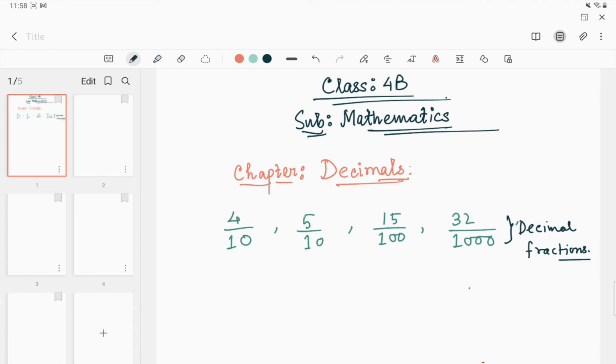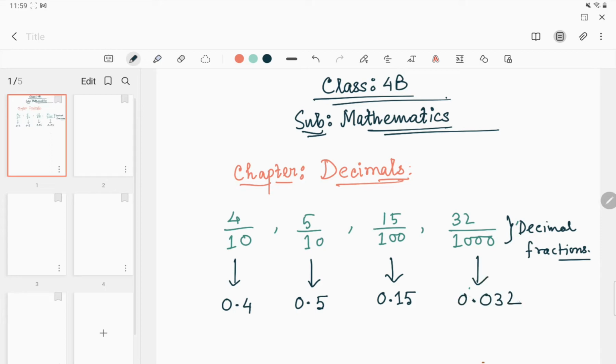This fraction can be represented in another form. So this is 4 upon 10, so you can write 0.4 and you will read it as 0.4. This is 0.5. This is 0.15. This is 0.032. But the question is, how do you express them?